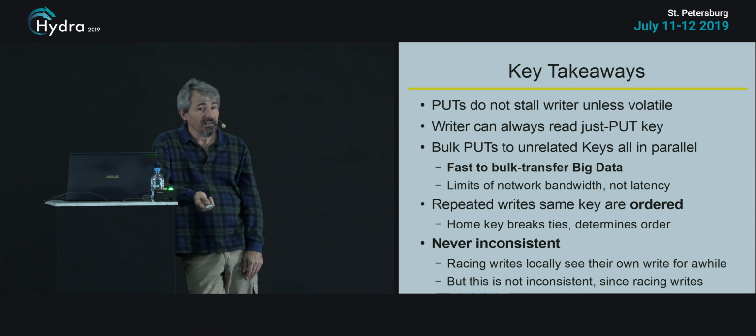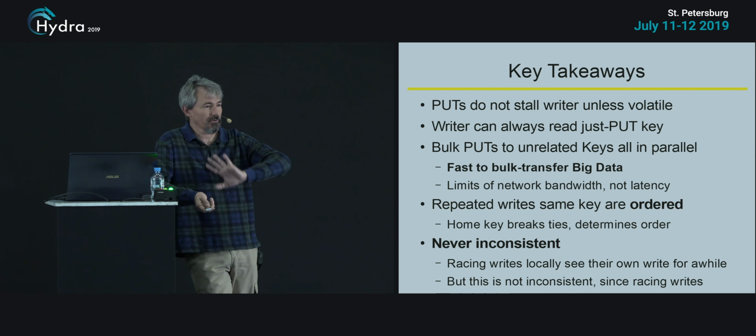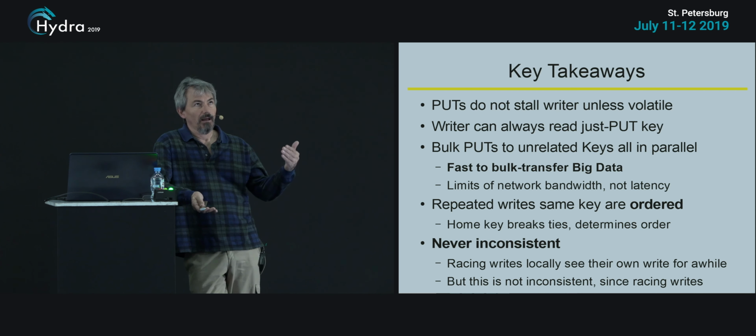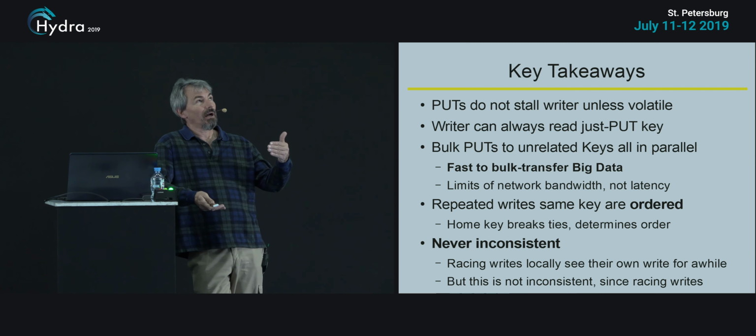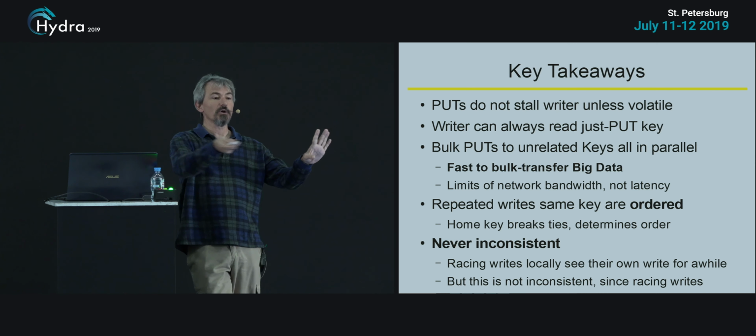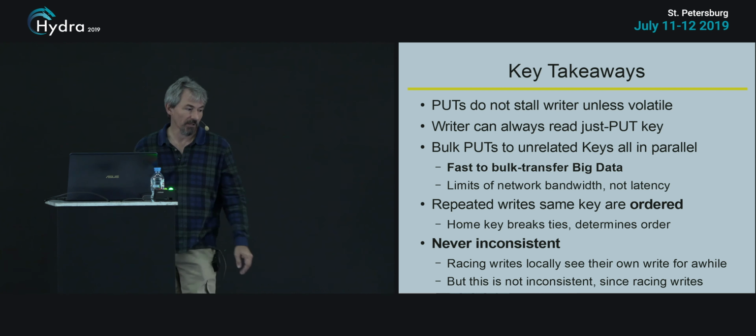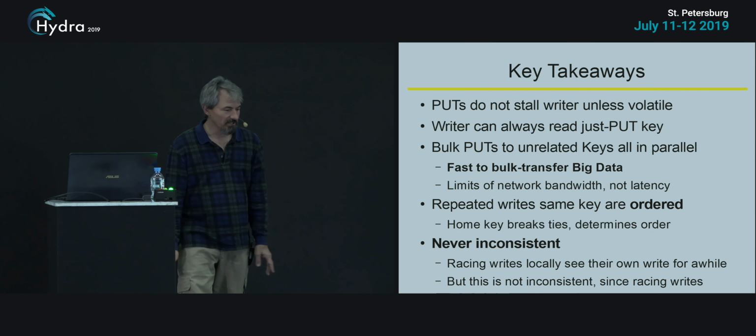Bulk puts to unrelated keys also go in parallel, and that's the big data. I'm just transferring it from here to there as fast as I can. Repeated writes to the same key have to be ordered within one node because I don't understand, the home node will understand if the network has reordered packets. So within one node, doing multiple writes to the same key, I do have to have ordering. I do have to wait for the round trip. So that's one of the places you do.